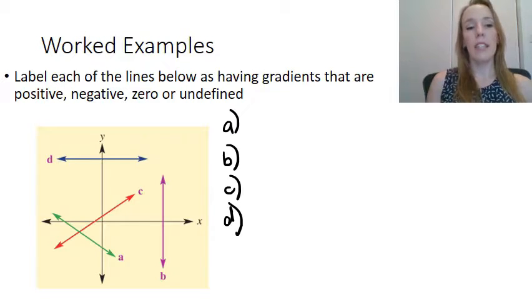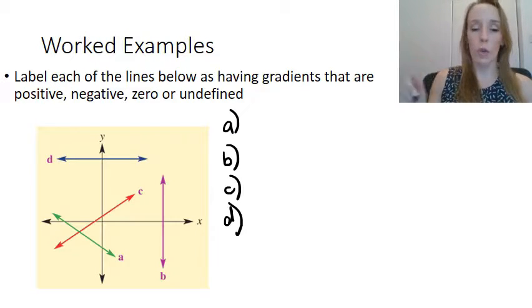Okay, so our worked example. Label each of the lines below as having gradients that are either positive, negative, 0, or undefined. So positive, negative, 0, or undefined. So we'll start off with A. A is our green line.